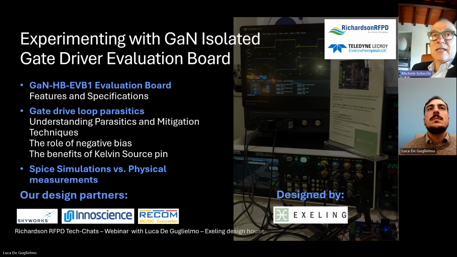During this brief technical discussion, we will review few topics about GaN, including the importance of optimizing the gate drive loop, the role of negative bias, and the use of Kelvin source connection. We will also compare the results of SPICE simulation with real-world measurements.